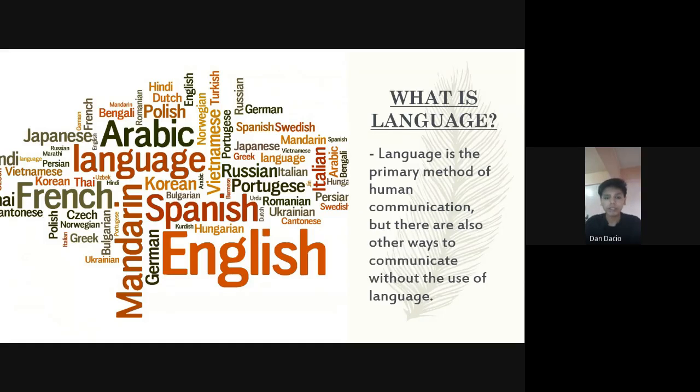Here are the examples of languages. As you can see in the picture, there's English, Spanish, Arabic, Mandarin, Portuguese, Japanese, and Korean language.